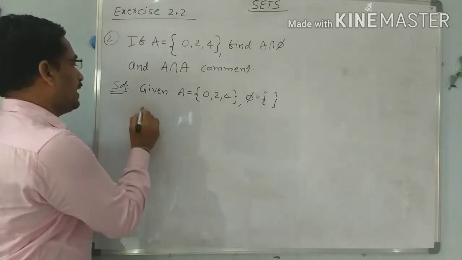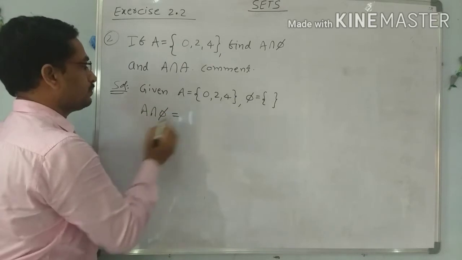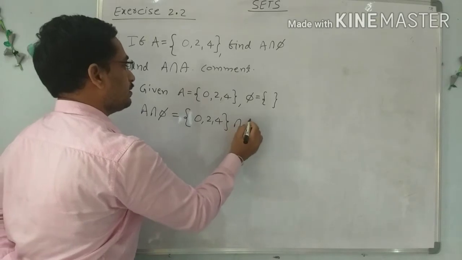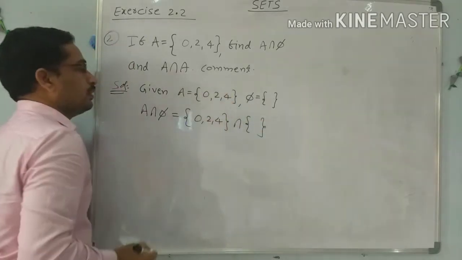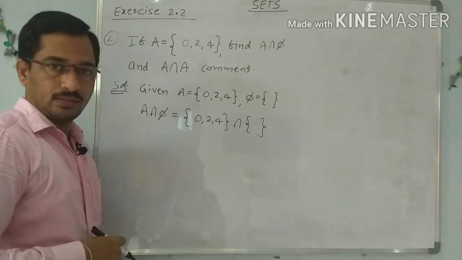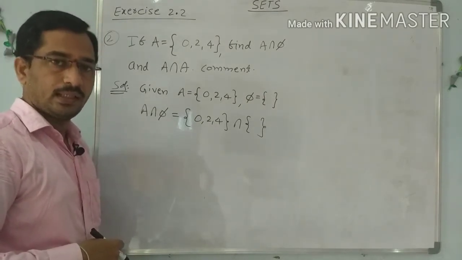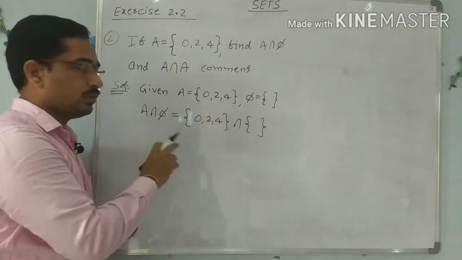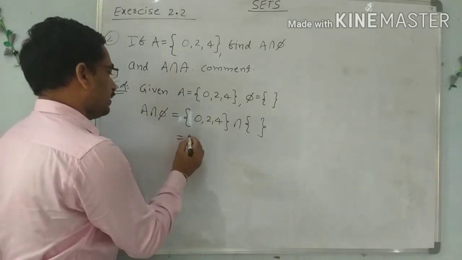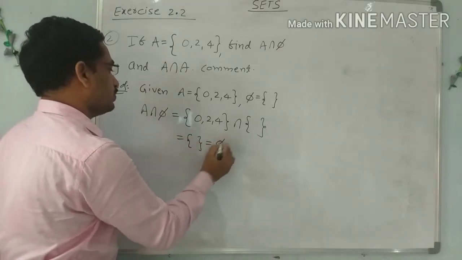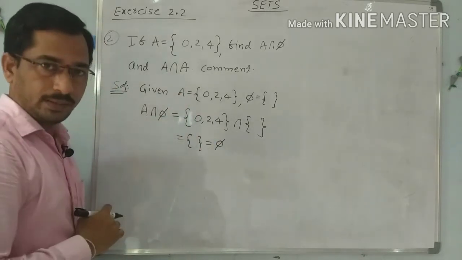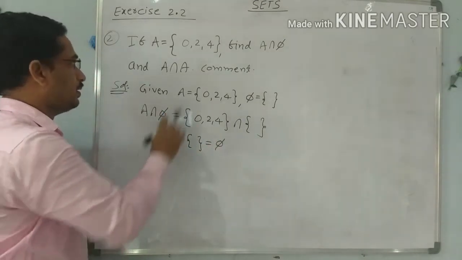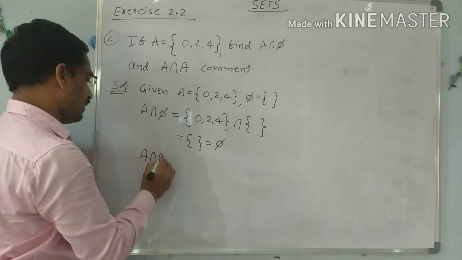Now find out A intersection phi. Write the elements of A {0, 2, 4} intersection phi. Phi means empty set. Now write the common elements. So what are the common elements that lie both in A and in phi? We know already phi contains no element. So there is no element common for both A and phi. So it is again the empty set phi. So A intersection phi equal to phi. Not only A, any set intersection phi equal to phi.